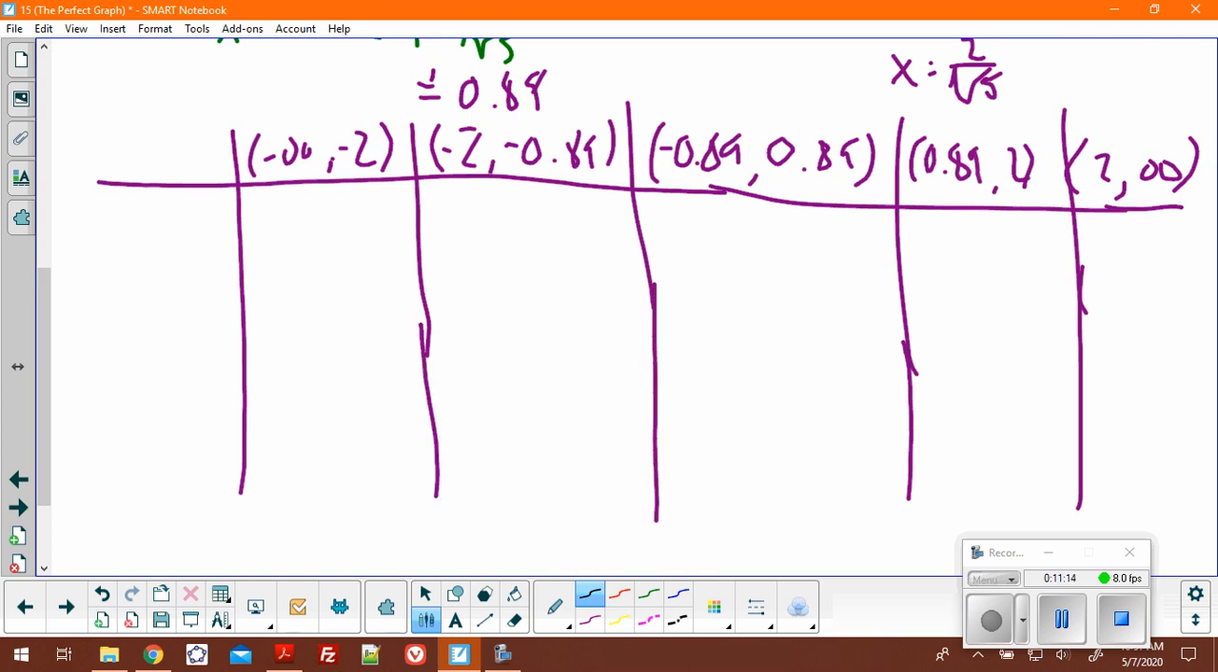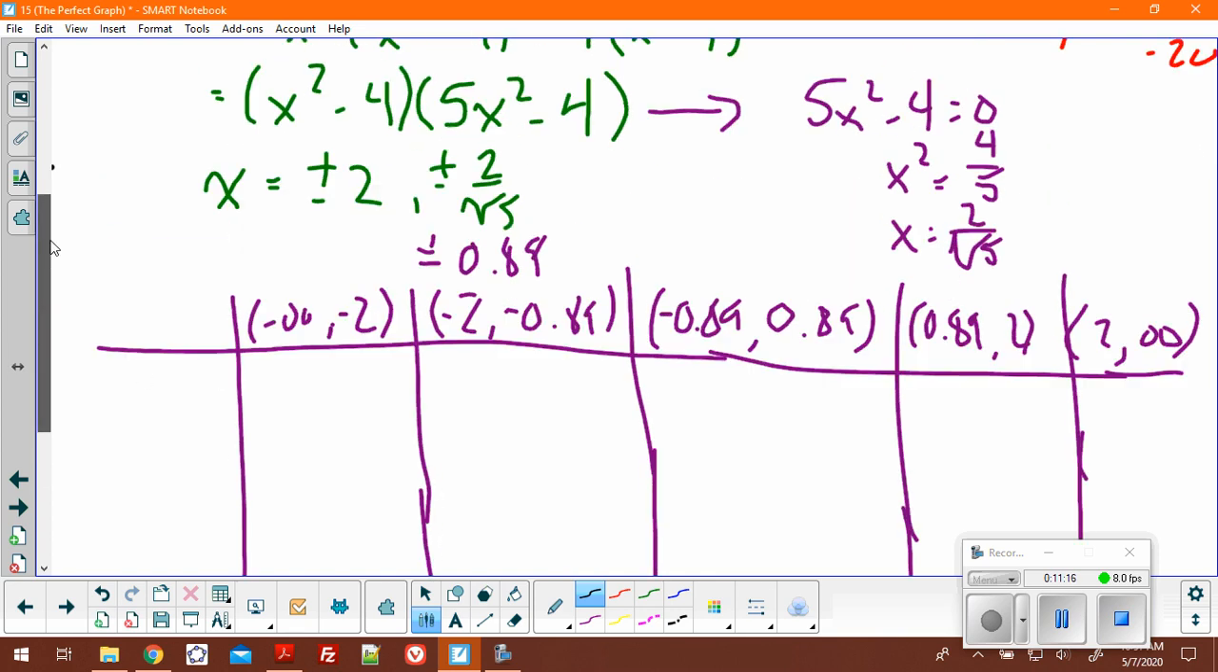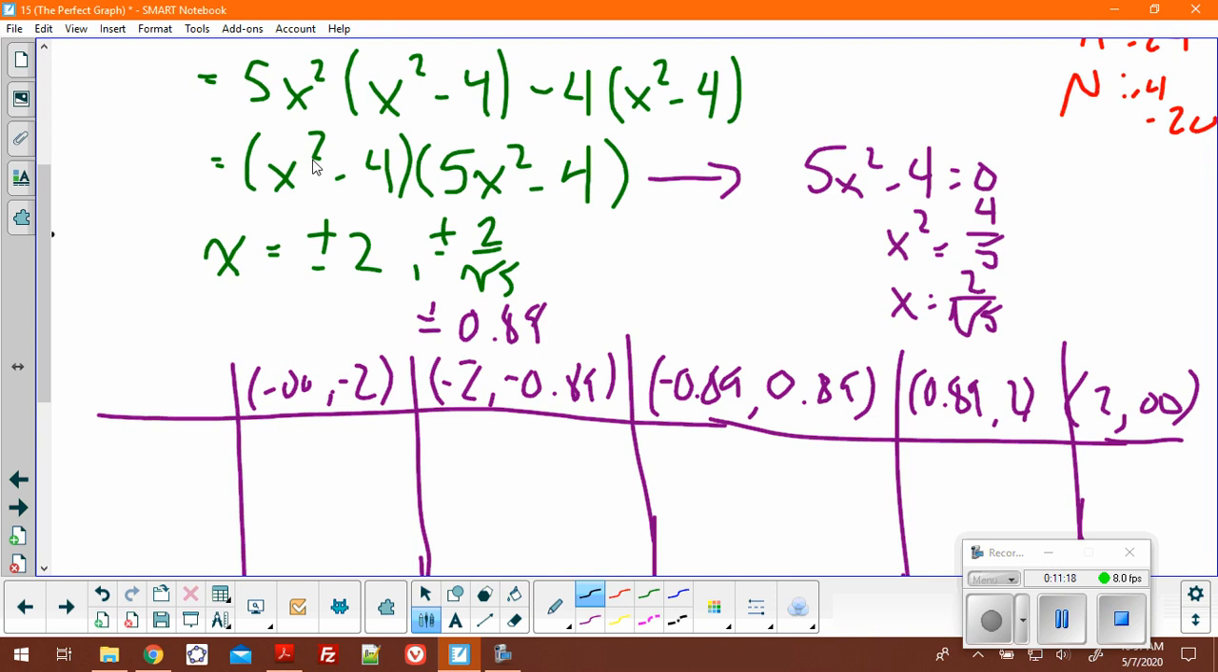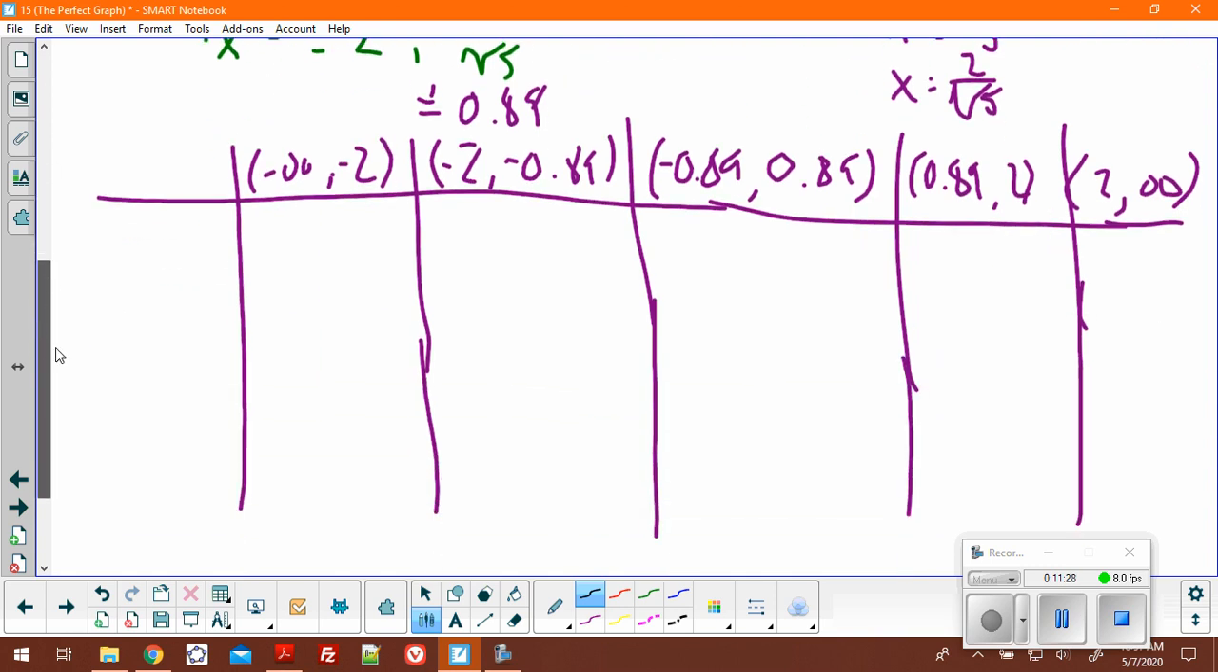And I've only got 2 pieces. You could break this down more. You could change this to x minus 2, x plus 2. You could change this into something involving plus or minus 2 root 5. I'm just going to leave it because the test still works the same way, even if I've got slightly more complicated factors.